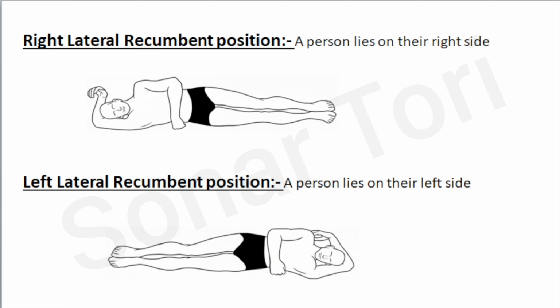So when a person lies on their left or right side, this specific position is called the lateral recumbent position. When a person lies on their right side it is called right lateral recumbent position, and when a person lies on the left side, this position is called left lateral recumbent position. See this picture: this person lies on their right side, so this is right lateral recumbent position. And see in this picture that a person lies on the left side, so this position is called left lateral recumbent position.